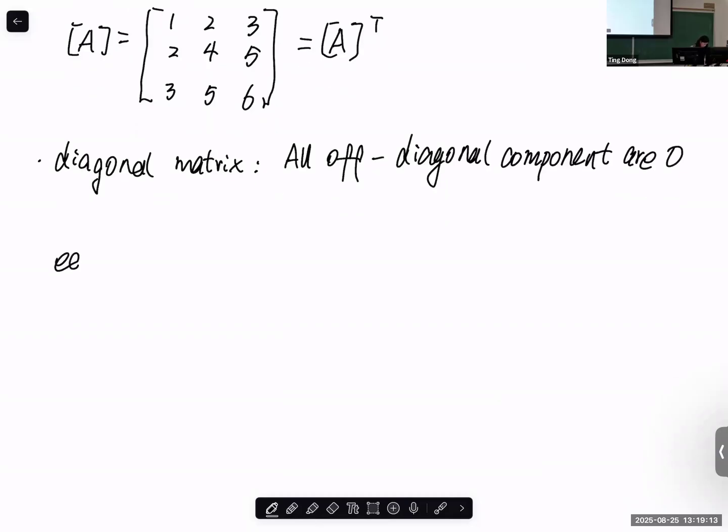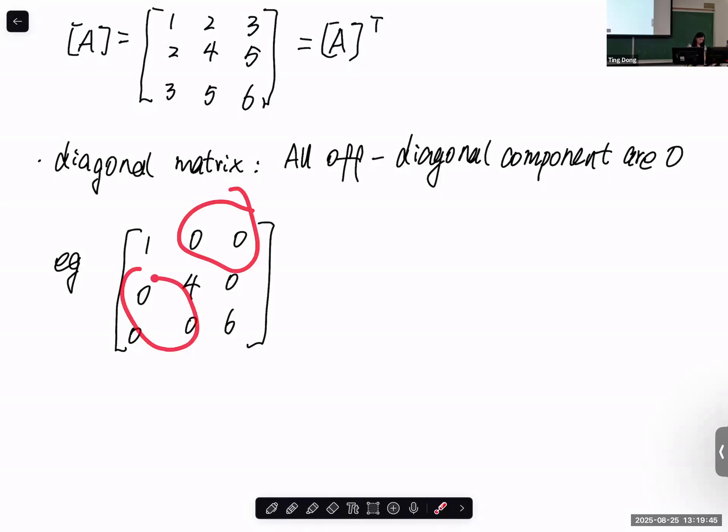Let me put a simple example here. For a 3 by 3 matrix, now all the rest become 0. And of course, when you use MATLAB, you do not need to define the whole n by n matrix and type all those zero terms.